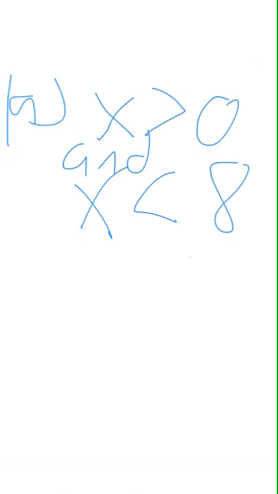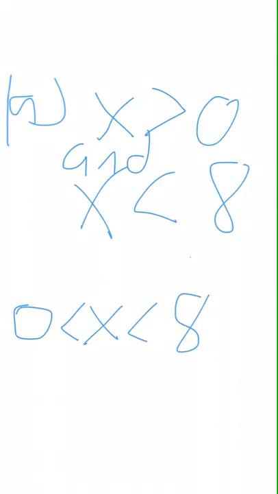x is greater than 0 and x is less than 8. So if you want to write this as a compound inequality, it'd be 0 is less than x is less than 8. Or if you want to write it in interval notation, it'd be from 0 to 8 with parentheses because it does not contain the endpoints.